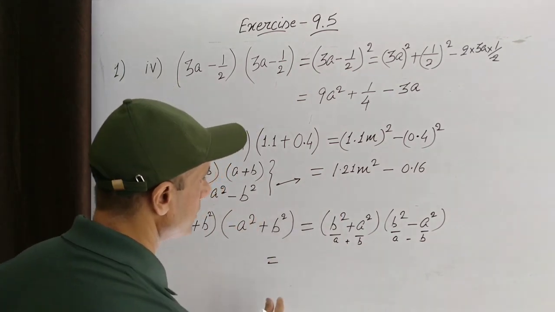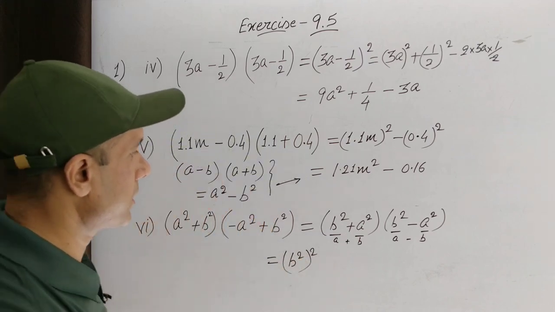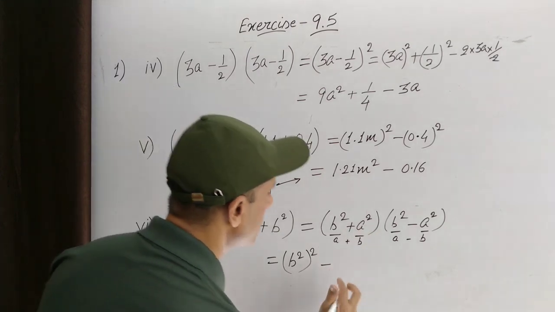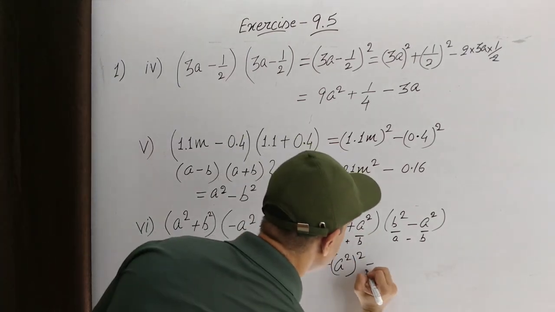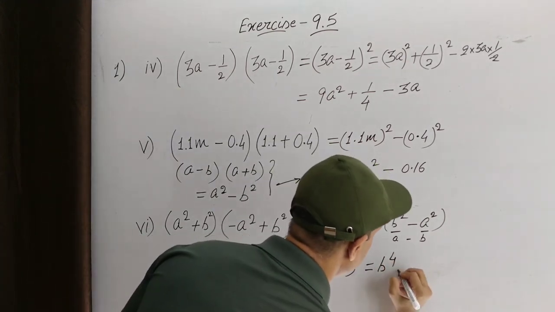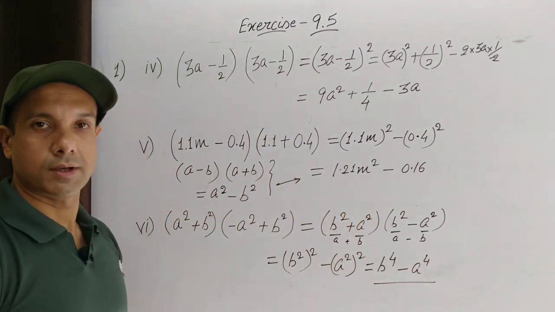So in this case, a is b square, so b square, square of that, and in this case, b is a square. So this is equal to b to the power 4 minus a to the power 4. Clear?